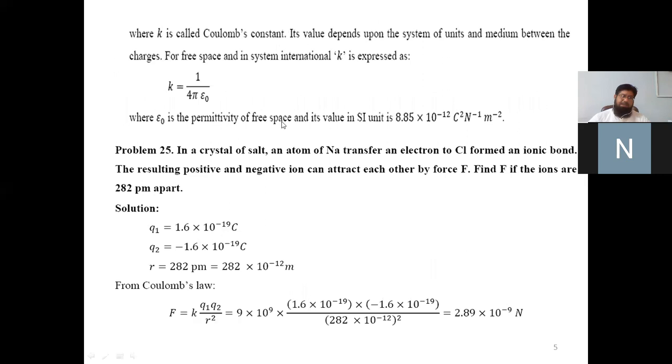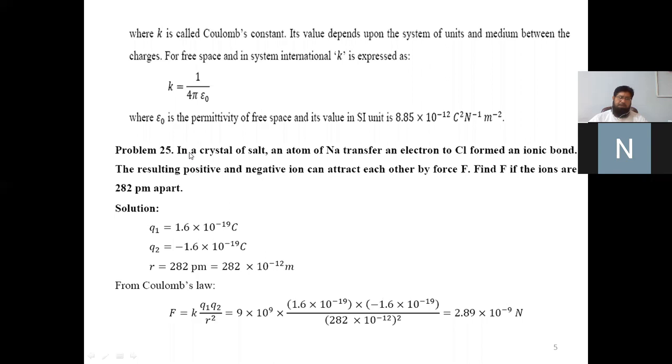This K is the force constant, which is equal to 1 upon 4 pi epsilon naught, and epsilon naught is the permittivity of free space. In SI units, its value is 8.85 into 10 raised to power minus 12 Newton meter square per coulomb square.